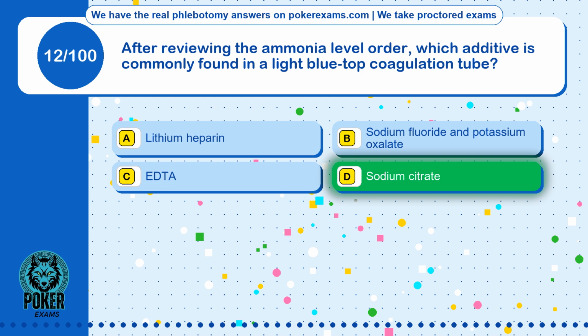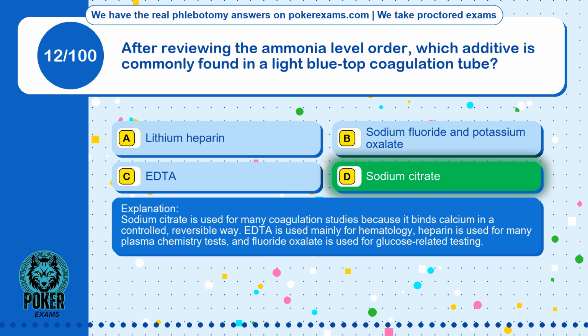Sodium citrate. Sodium citrate is used for many coagulation studies because it binds calcium in a controlled, reversible way. EDTA is used mainly for hematology, heparin is used for many plasma chemistry tests, and fluoride oxalate is used for glucose-related testing.